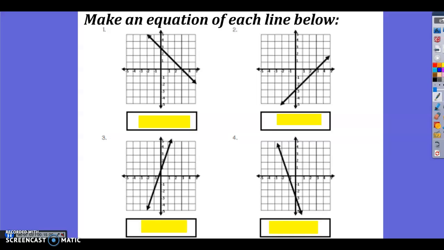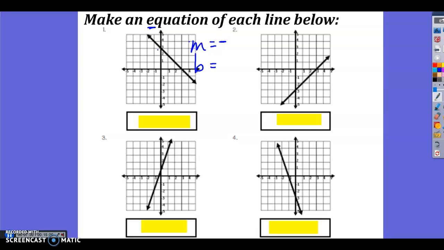So for each of these, we're going to make an equation of the line. Again, remember, we need two things. We need the slope, the m, and we need the y-intercept, the b. So looking at number 1, I want to notice first of all, is the slope positive or negative? In this one, if you were slope dude, you'd be saying, nice, negative. It's going downhill from left to right. So make sure that you have a negative sign for your slope.